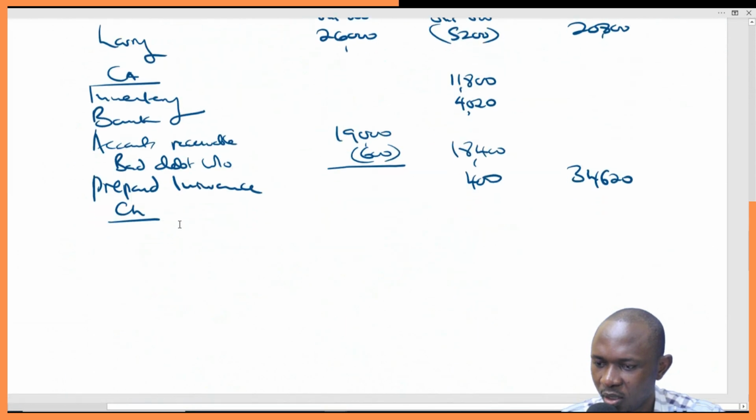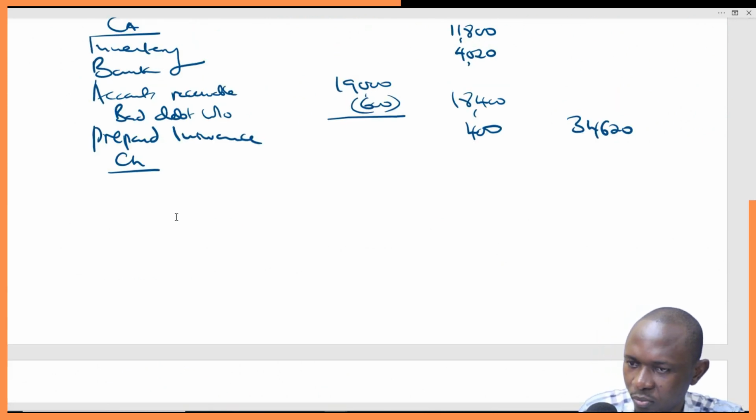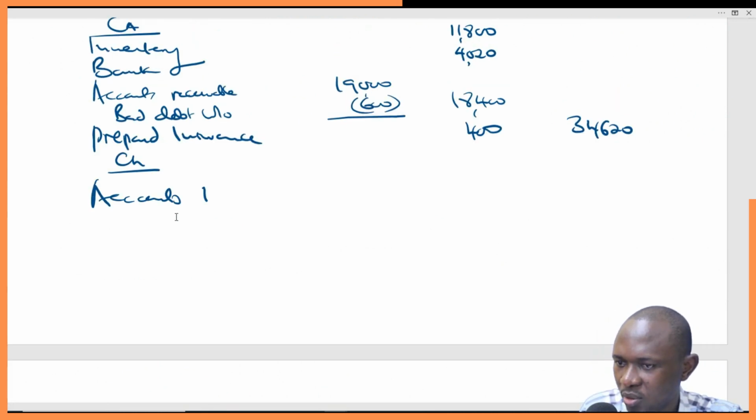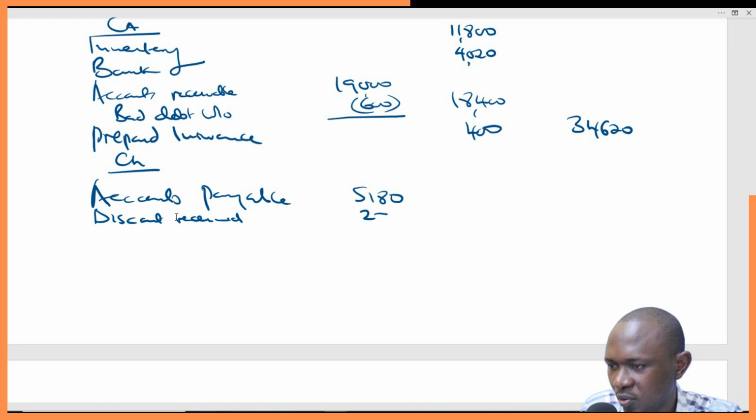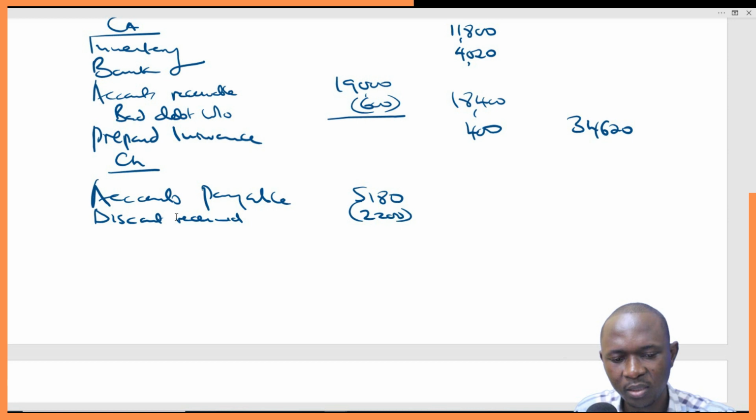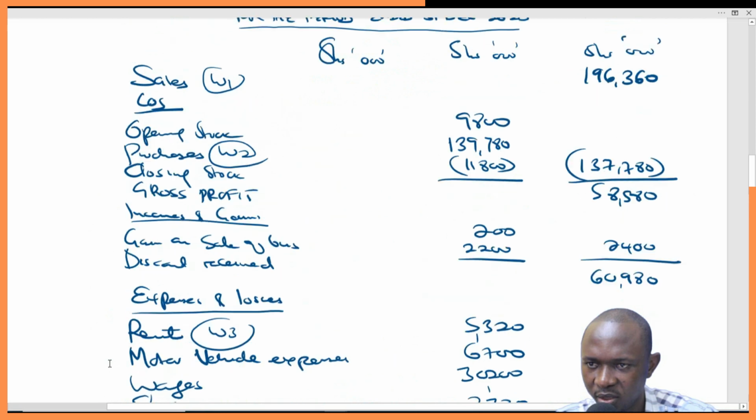So accounts payable 5180, then discount received was 2,200. So this gave us 5180 minus 2,200. That gives us 2980. Good. Do you have any other? Yeah, we had some outstandings here.